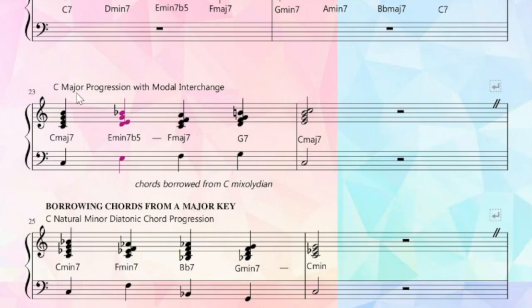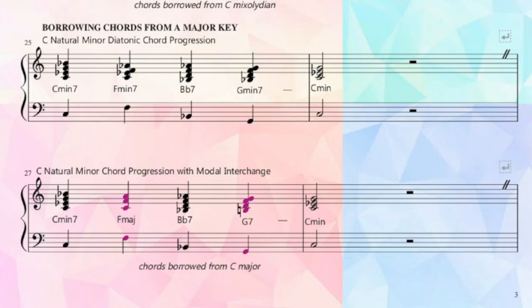So we're going to take the same C major progression we had before, but we're going to borrow chords from C mixolydian this time. So instead of an E minor 7, I borrowed the E minor 7 flat 5 from C mixolydian. So let's see what it sounds like. And the E minor 7 flat 5 there almost sounds like a secondary dominant resolving to F major and continuing the progression onward.